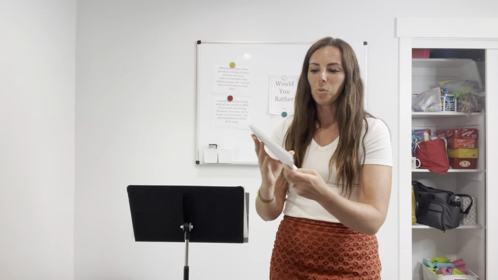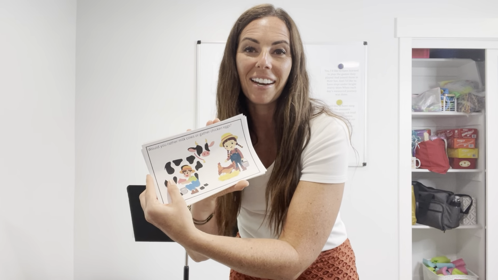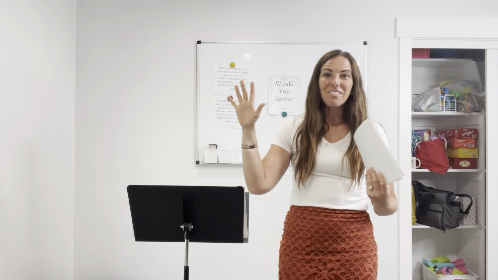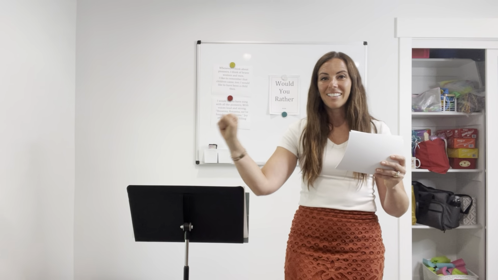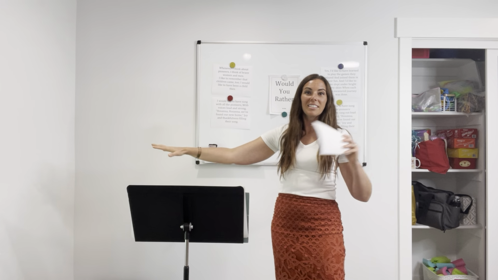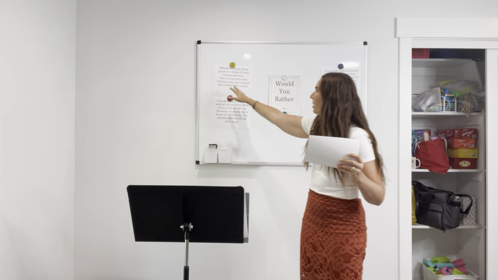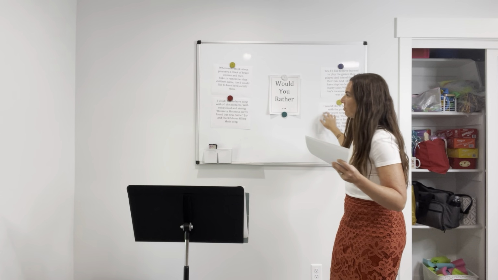So this one says, would you rather milk cows or gather chicken eggs? I'm going to count down from 5, and you're going to pick a side, which you would rather. 4, 3, and it doesn't take any talking. 2, 1. Okay, so we've picked our groups.